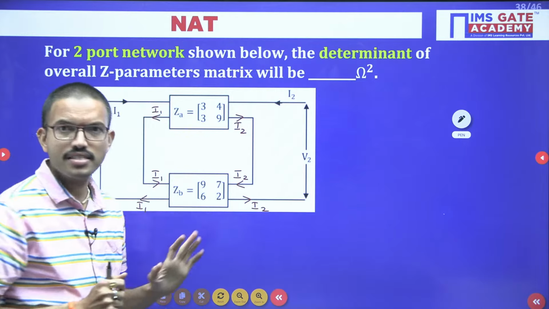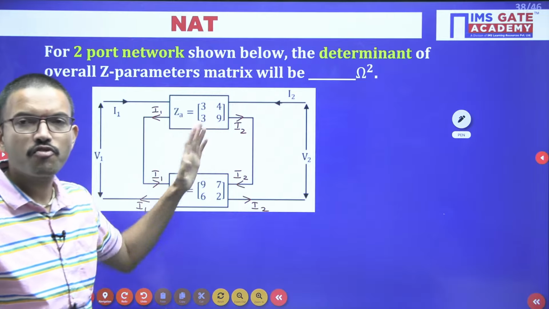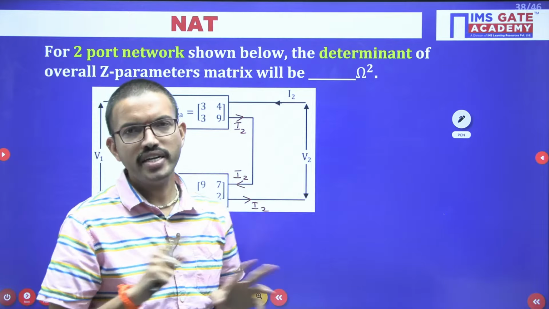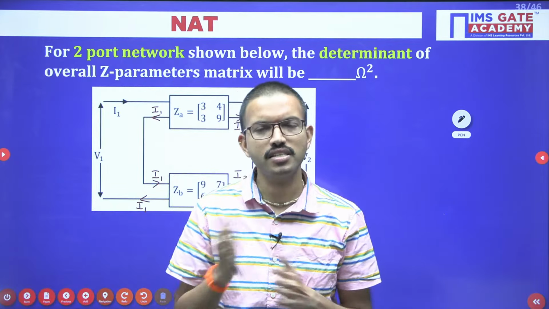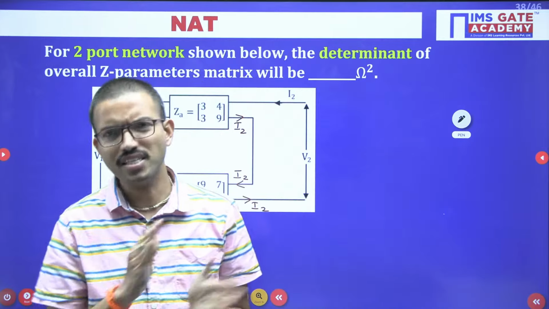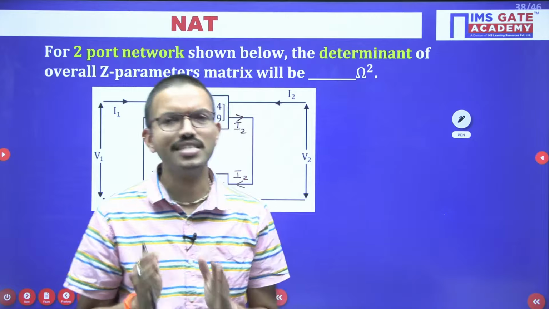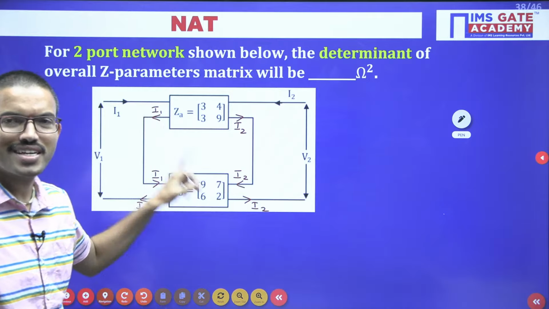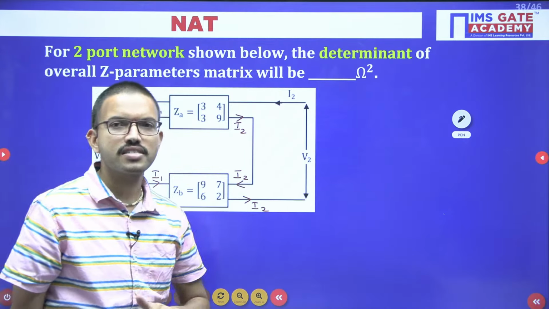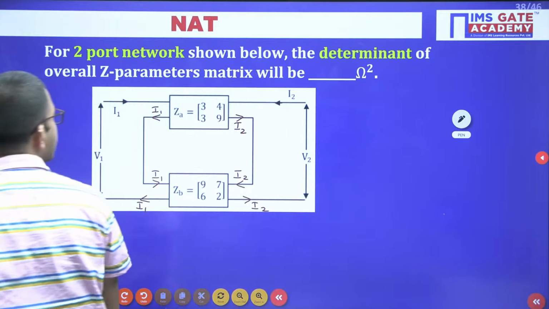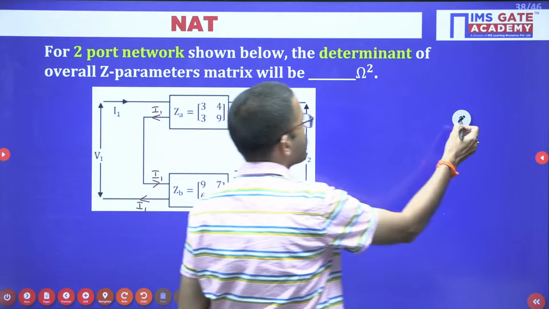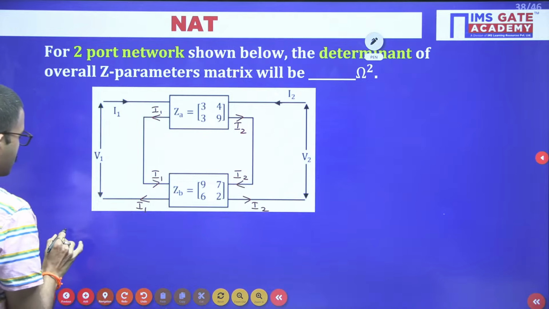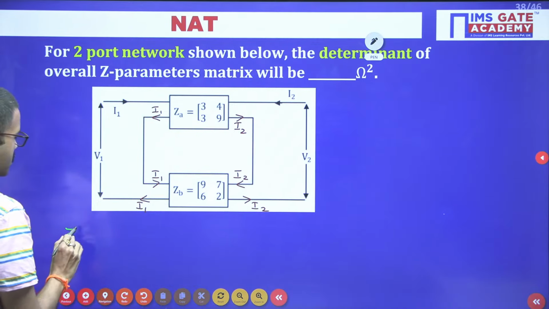Whenever two-port networks are connected in series, whatever impedance parameters we have, we can add the respective impedances. Just like with two resistors, two inductors, two capacitors, or a combination of resistor and inductor, resistor and capacitor, or inductor and capacitor. Whenever two branches are connected in series, we can add the respective impedances in the same way. So here in this case, we can add the respective impedances.